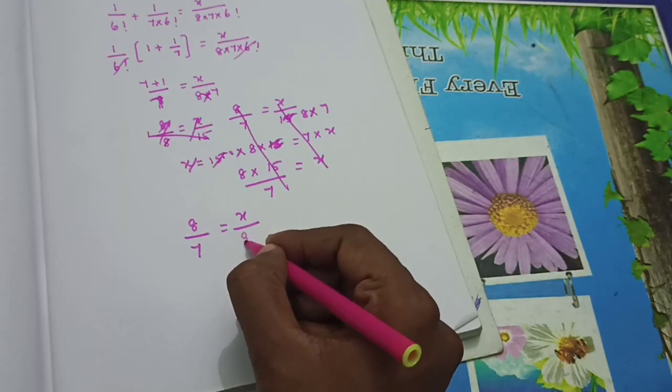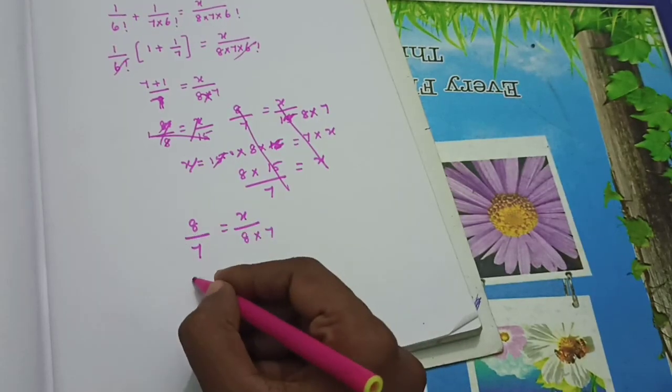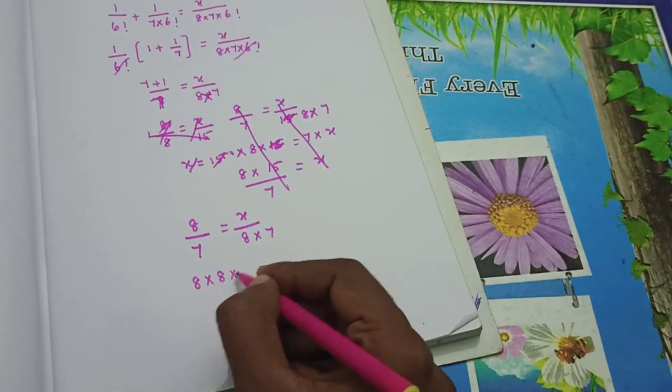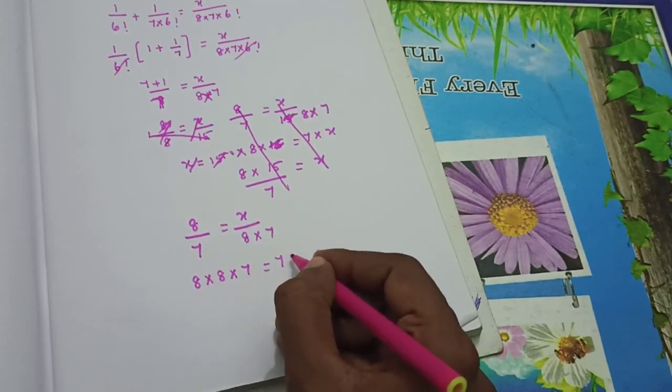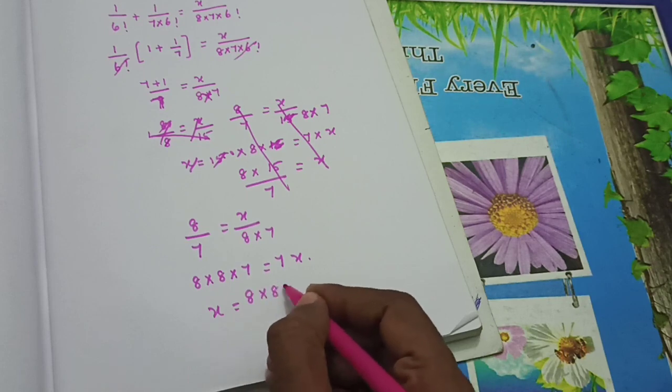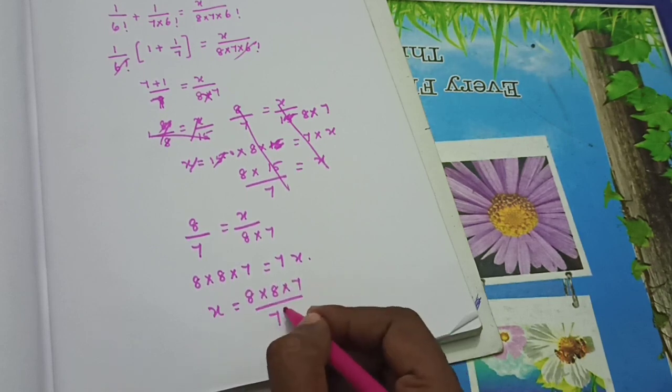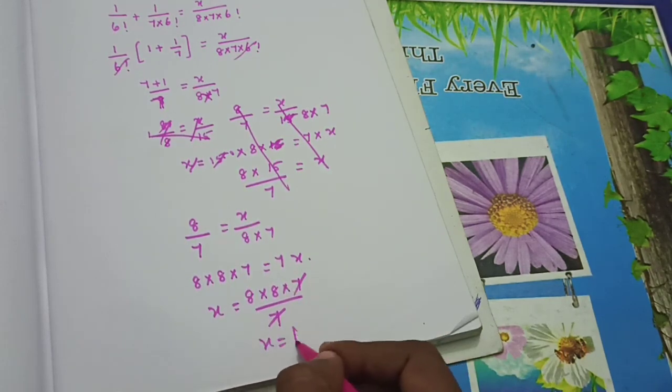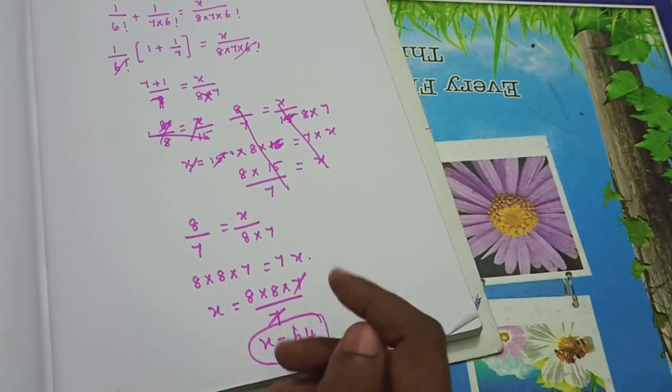How much will you get? 8 into 7. Cross multiply. 8 into 7 is equal to 7 into x. So x is equal to 8 into 7 divided by 7. This term will get cancelled. So x is equal to 64. This is the right answer.